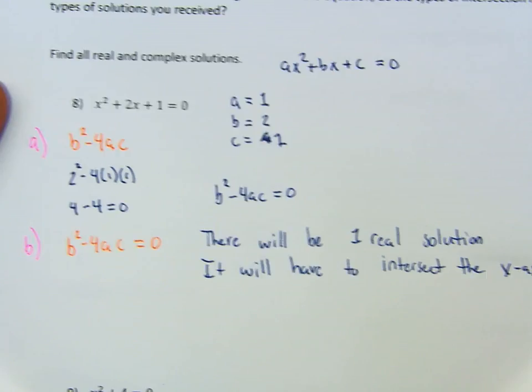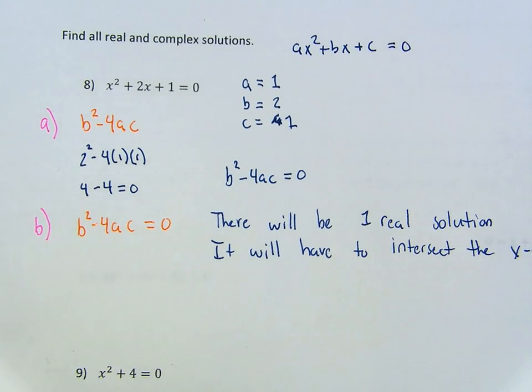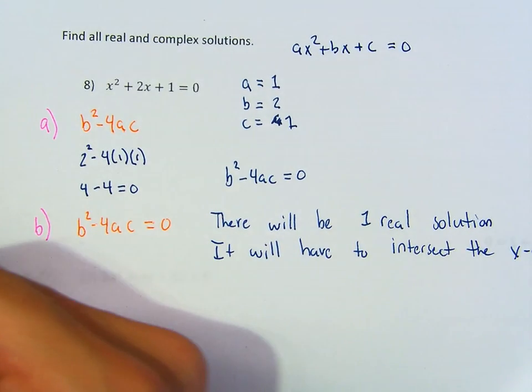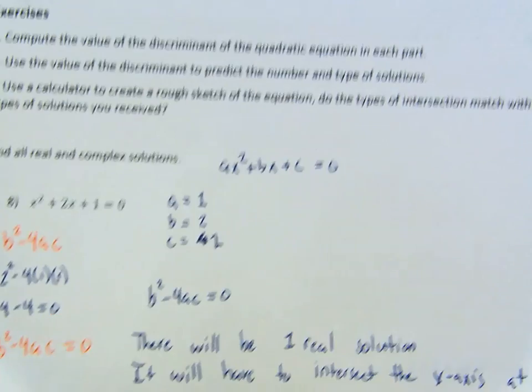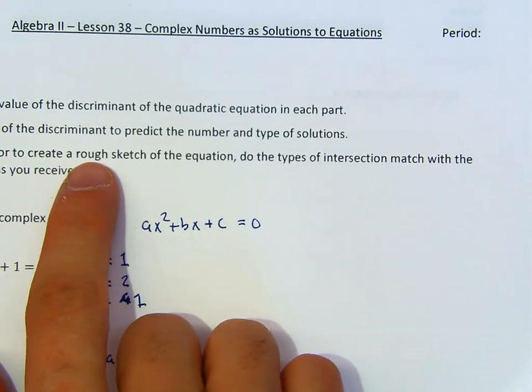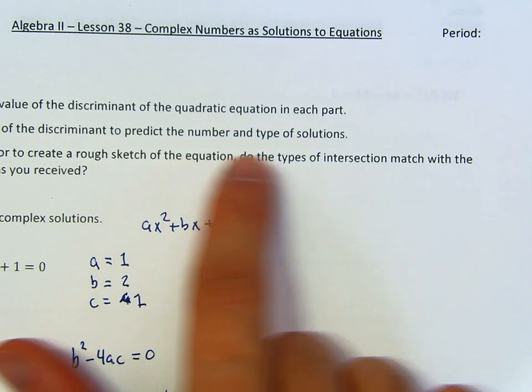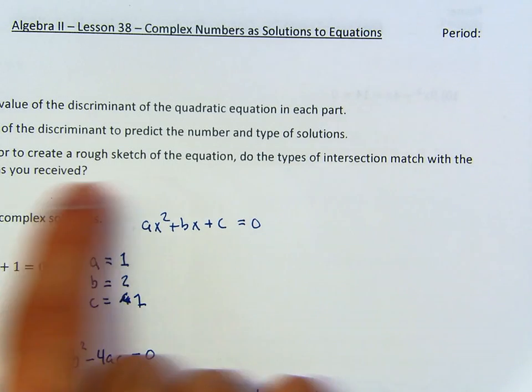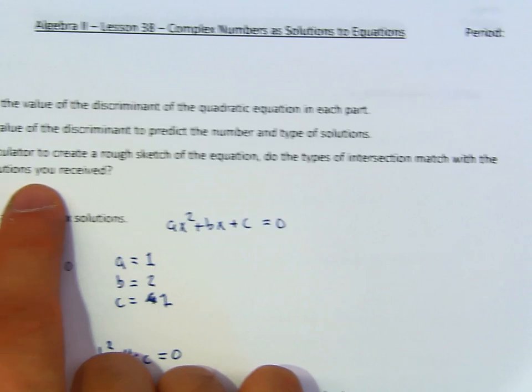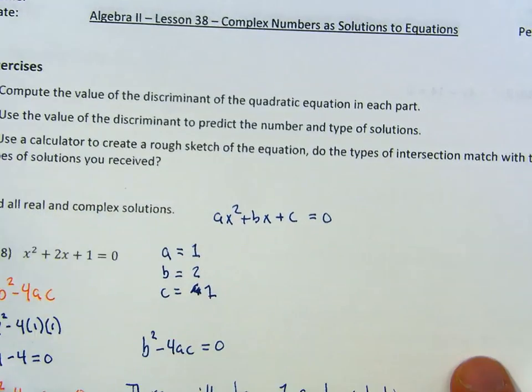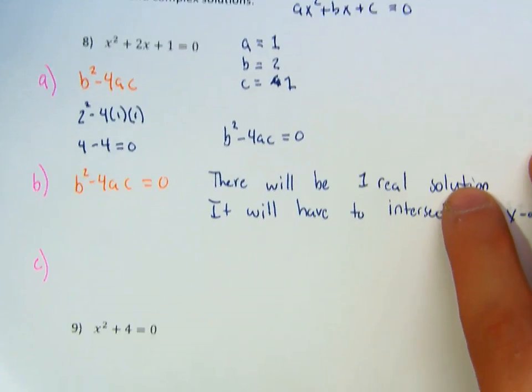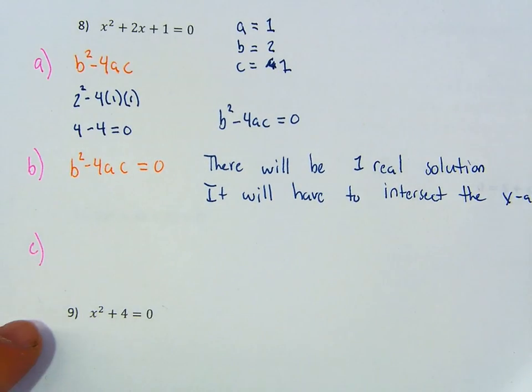All right, so here, let's look at part C. Part C is asking us to do what? It's saying, use a calculator to create a rough sketch of the equation. Do the types of the intersection match the types of the solutions you've received? So here, let's just take a look at part C. It's saying, okay, let's use the calculator.